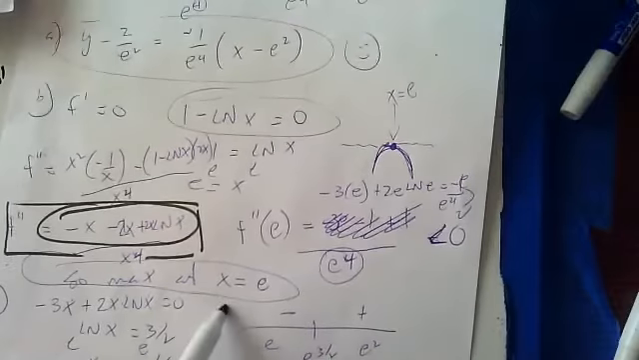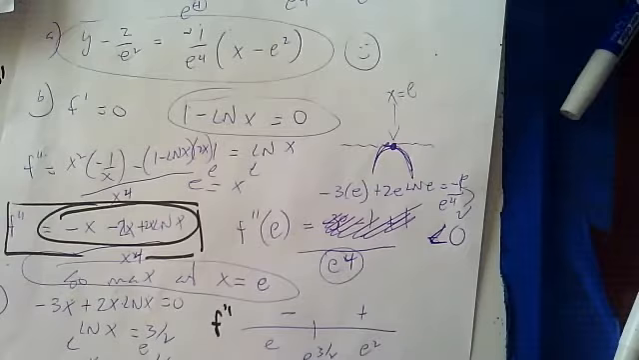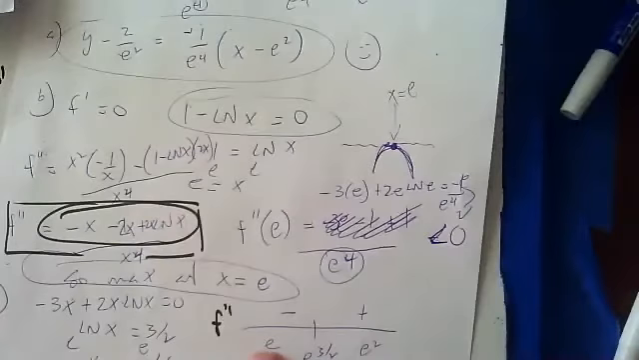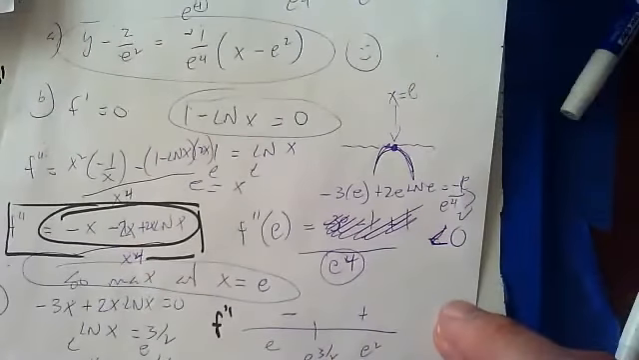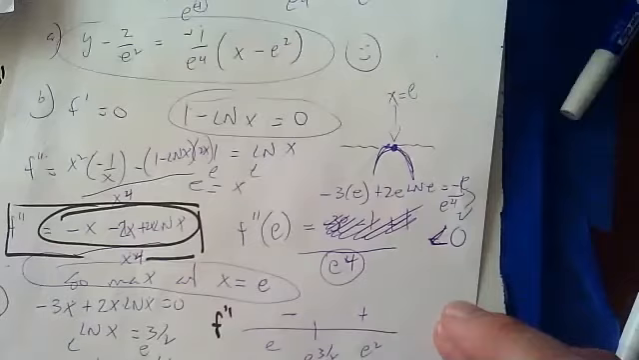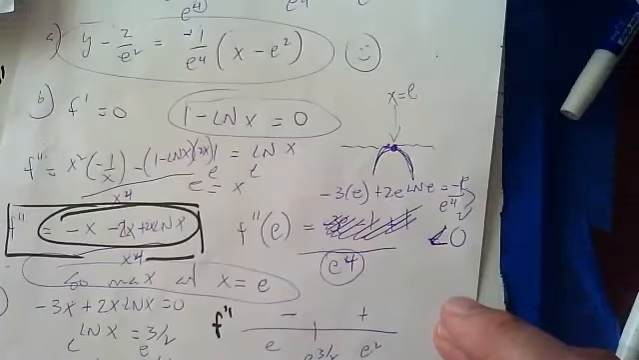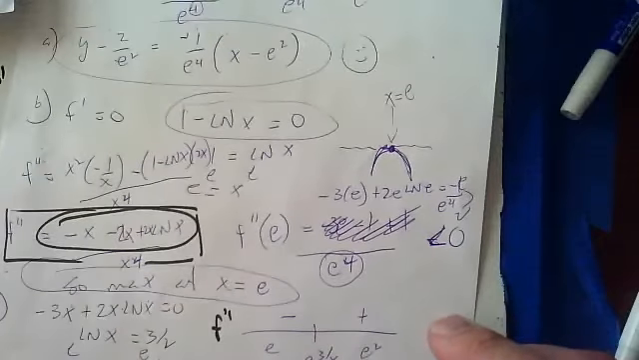So I made an f double prime sign chart and I checked e to the 3/2 and I looked at either side. This is e to the 1.5 power. So I used e to the 1 and e to the 2 on either side. And I did see a sign change there. And because there's a sign change in f double prime, that means there's an inflection point on f at x equals e to the 3/2.